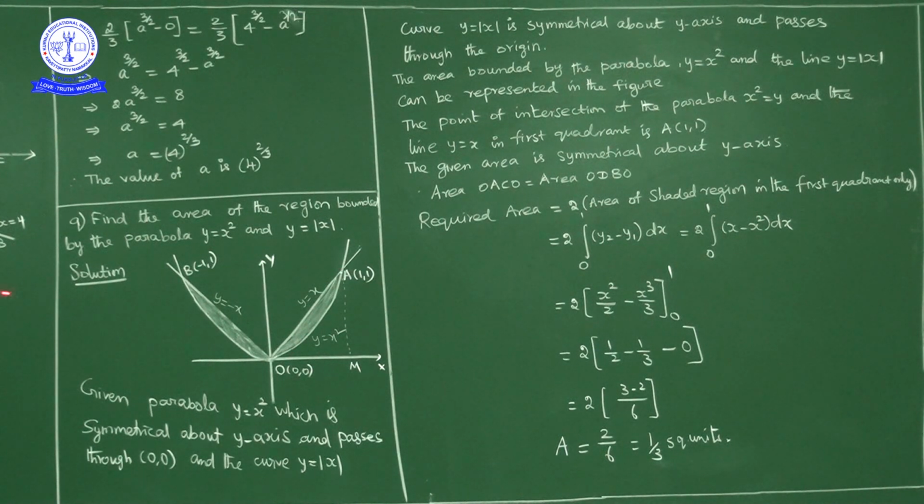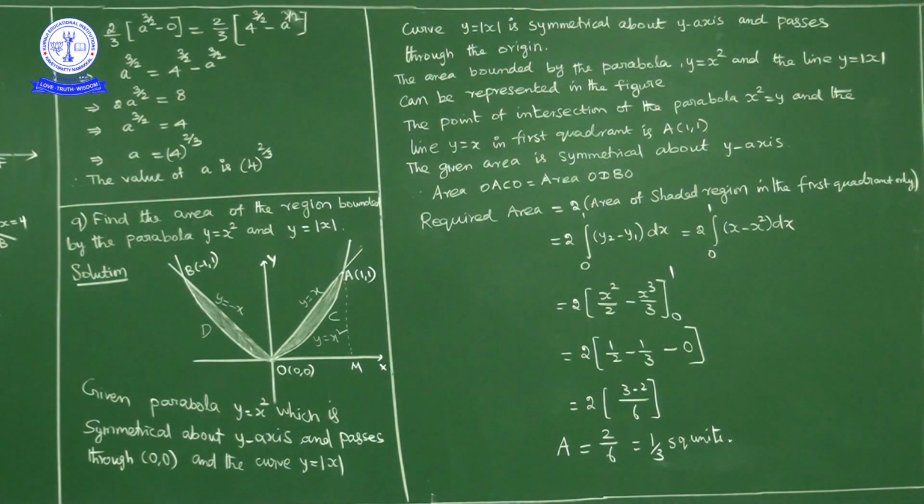Now one more point of intersection is here, that is minus 1 comma 1. If you consider the curve y is equal to x square, and here y is equal to minus x, then x square is equal to minus x, x square plus x equal to 0, x into x plus 1 equal to 0. So x equal to 0 and x is equal to minus 1. So actually these two intersect at 0 comma 0, 1 comma 1, minus 1 comma 1. These are the points of intersection. So what we have to find is this entire shaded region area.